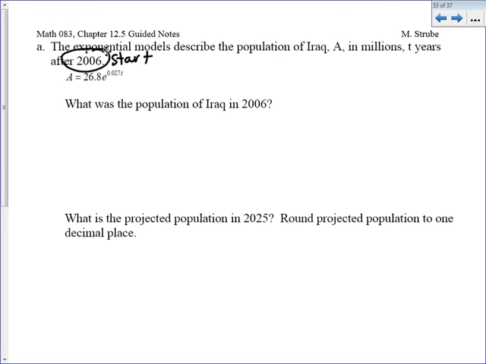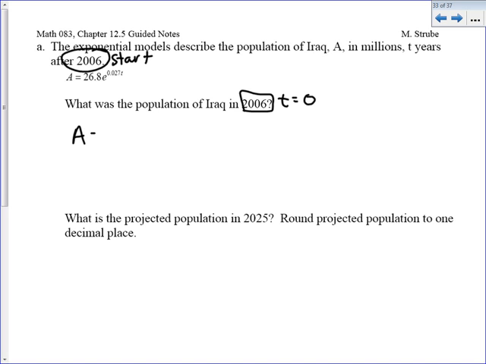What is the population of Iraq in 2006? So what we need to do is figure out how many years from 2006 we are. Well, if we start in 2006 and we're in 2006, how many years have elapsed? None. We're in our start date. So what would our time be? 0. How many years has it been since 2006? Hasn't been any years. We're still in 2006.